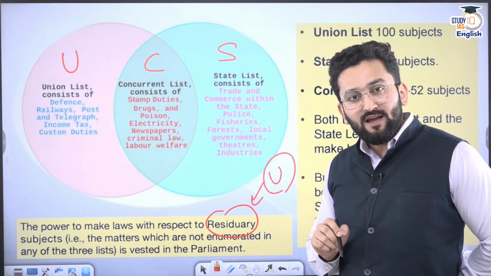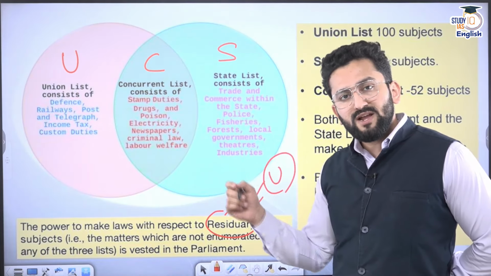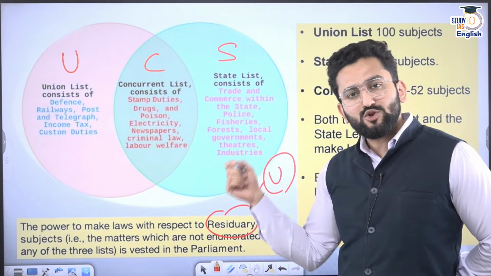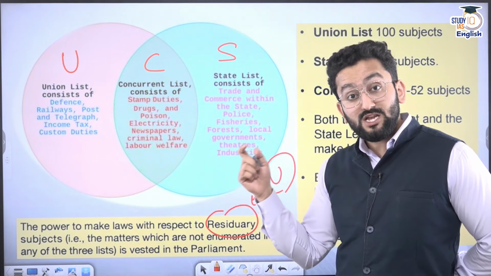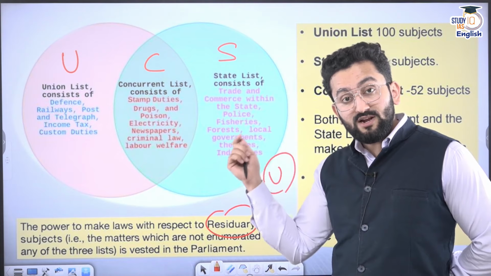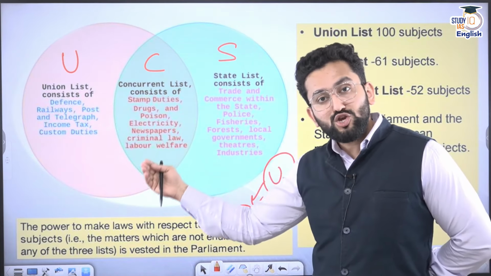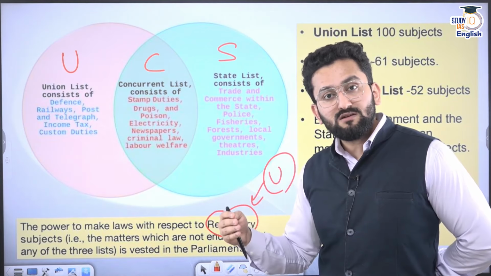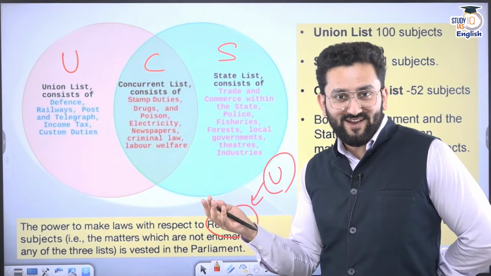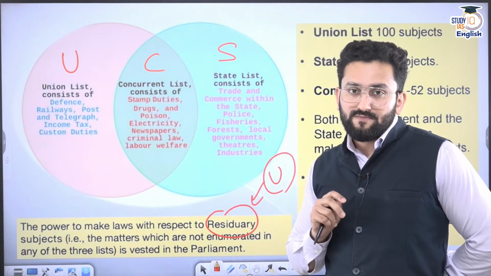Okay. In case of the concurrent list, if a law is made by both Union and State, what is going to happen? If there's a case of repugnancy, meaning Union and State law come into conflict, then in this case, the law made by the Union is going to be considered superior. Okay. But there's, you can say, a twist here.